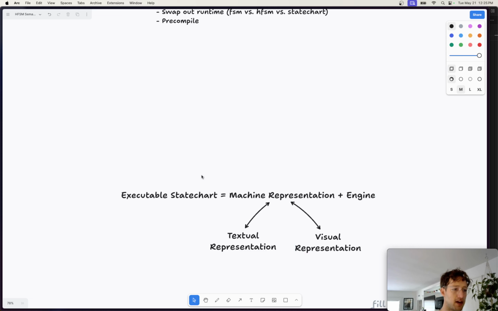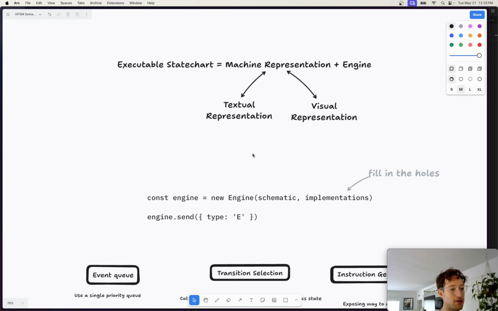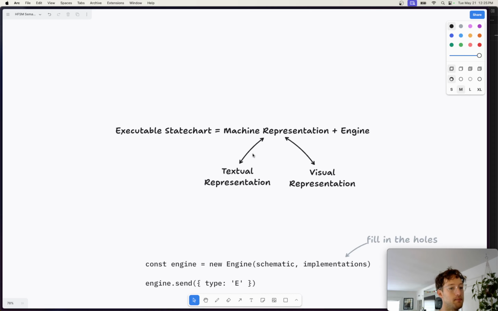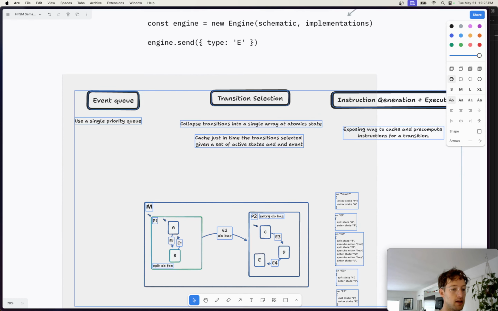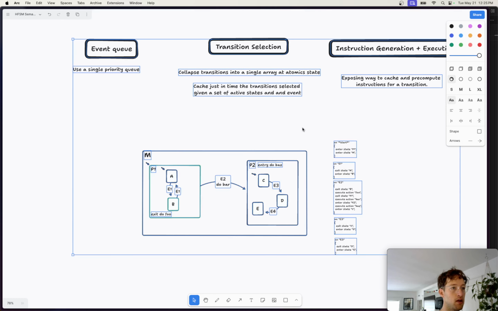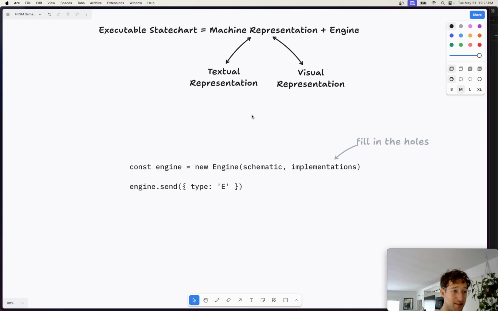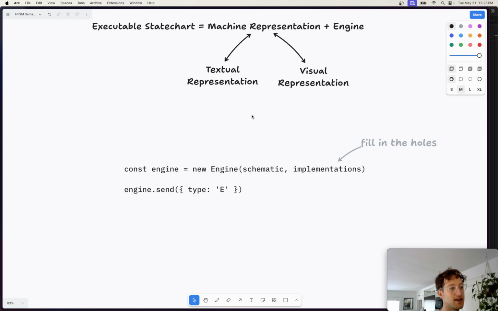And if we have those things, then we have a state chart. We can execute a state chart. Now the engine, as you can see here, might have some details that aren't specified in the representation of the state chart, sometimes what we call a schematic. So yeah, you can see that here.